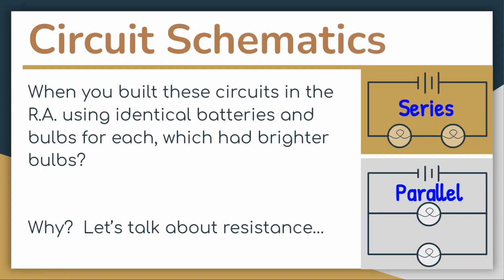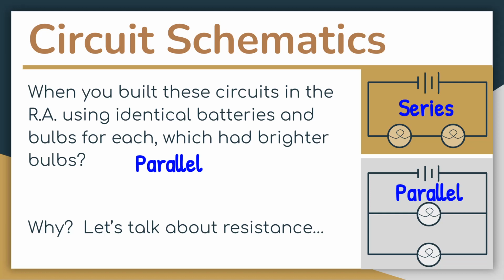All right, so let's come back to these. When you built these circuits in your RA, you used the same batteries, you used the same light bulbs, and yet the bulbs were not equally bright. Okay, because when you built it, the brighter bulbs were in that parallel circuit, or at least they should have been. Okay, your parallel circuit had brighter bulbs. And again, it all comes back to resistance. We don't look at them the same way. When we add more resistors in parallel, it does something different than when we add them in series.